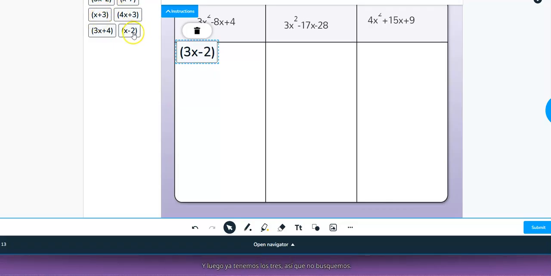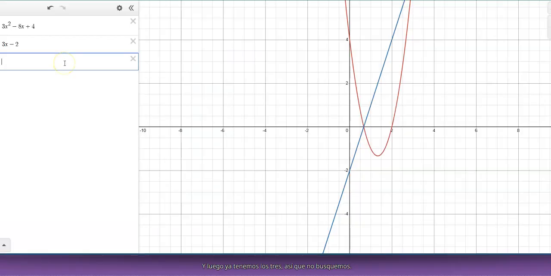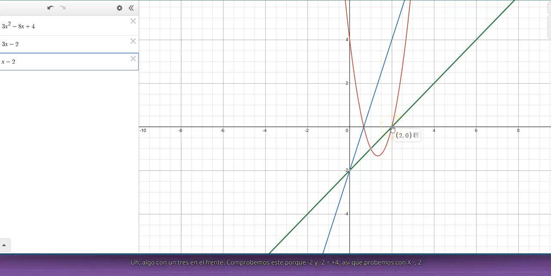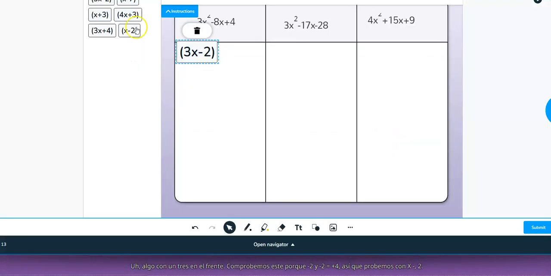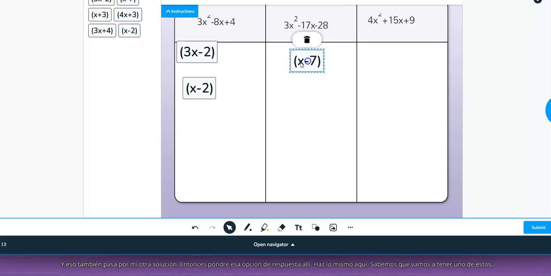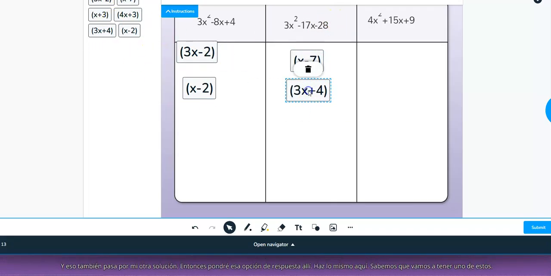Let's check this one, because minus 2 and minus 2 equals positive 4. So let's try x minus 2. That also goes through my other solution, so I'm going to put that answer choice there. Do the same thing here. We know we're going to have one of these 3x's. I think it's going to be minus 7 and plus 8, or plus 4. And then I think this one's going to be 4x and x plus 3.